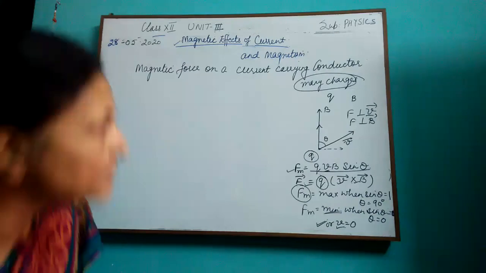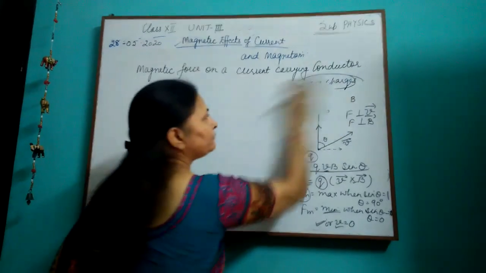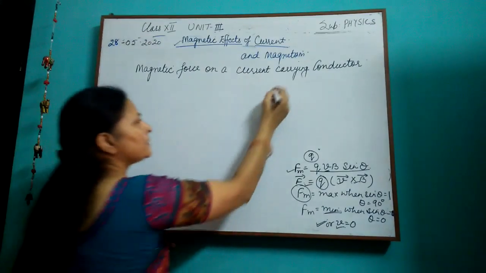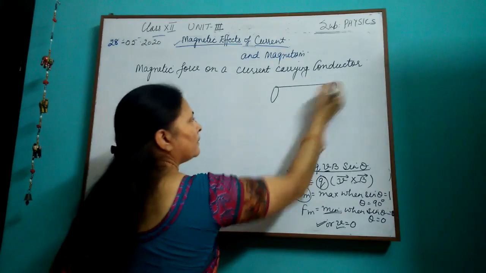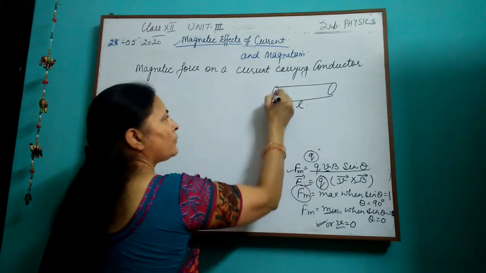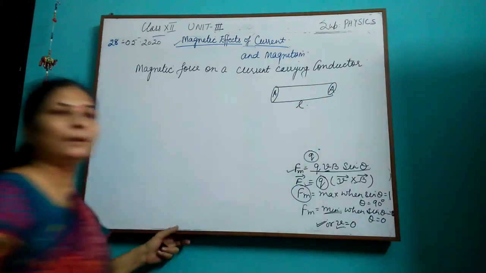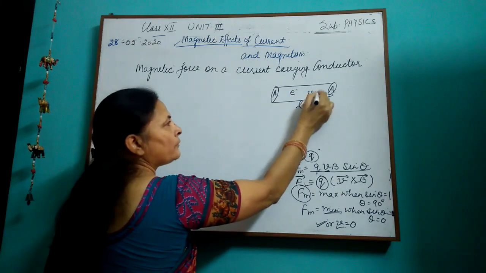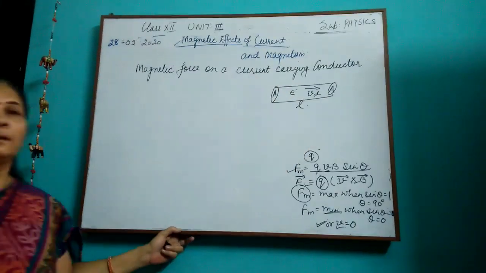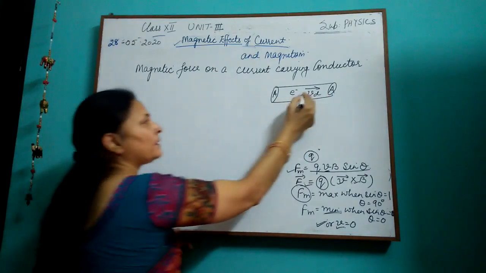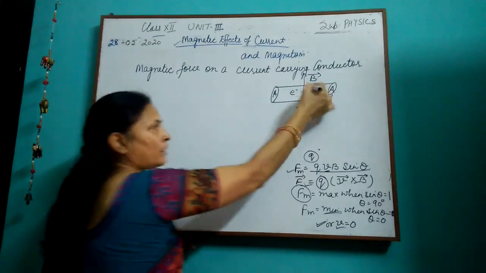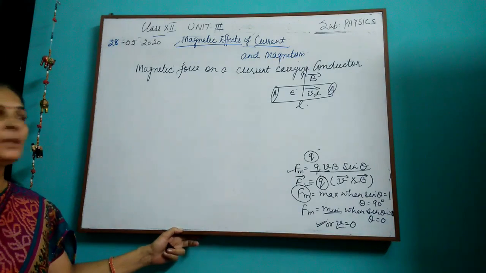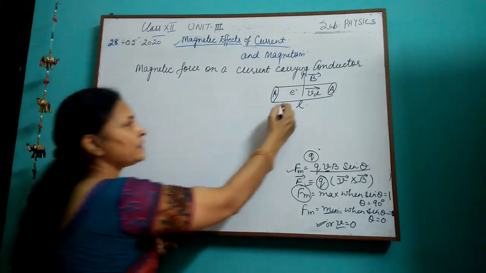So what we'll do now, we'll consider a conductor of say given length L, area of cross section A, let there be charges or electrons moving with say drift velocity Vd. This conductor is placed in a magnetic field. For convenience, perpendicular, so maximum force will be experienced. Later on we are going to introduce theta also. So this is the situation.